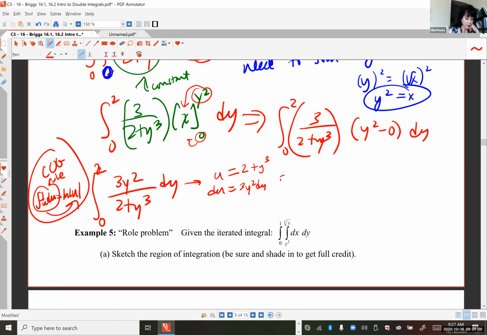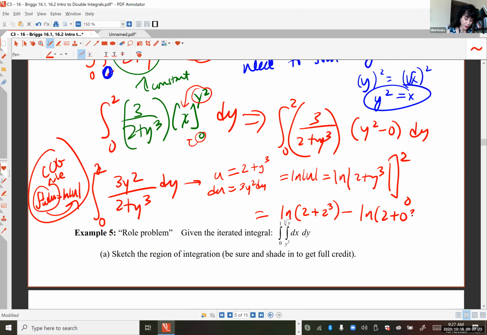So the result is going to be ln of u, and you're going to put your u back in. I'm going to back substitute the 2 plus y cubed, and then my limits are 0 to 2, and I'm going to get some weird answer, but that's okay. So I'm going to have ln of 2 plus 2 cubed, so that's going to be something, minus ln of 2 plus 0 cubed. Okay, fine. So this looks like it's going to be ln of 10, that's just some number, minus ln of 2.